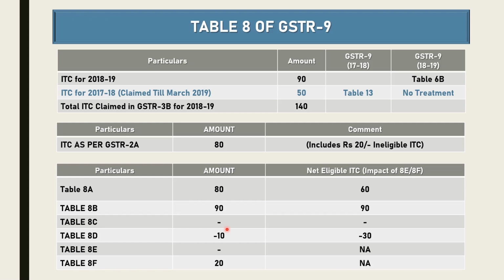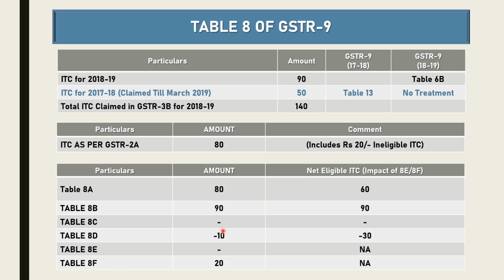Now, whether this 10 rupees is the correct figure. Sometimes I have been asked that when table 8D shows a negative figure, is it required to fill 8E or 8F? Through this presentation, I would try to give the answer to this question also. Since there is a negative excess ITC claimed of minus 10 rupees, am I required to report figures in tables 8E and 8F, and if I report, what would be its impact?